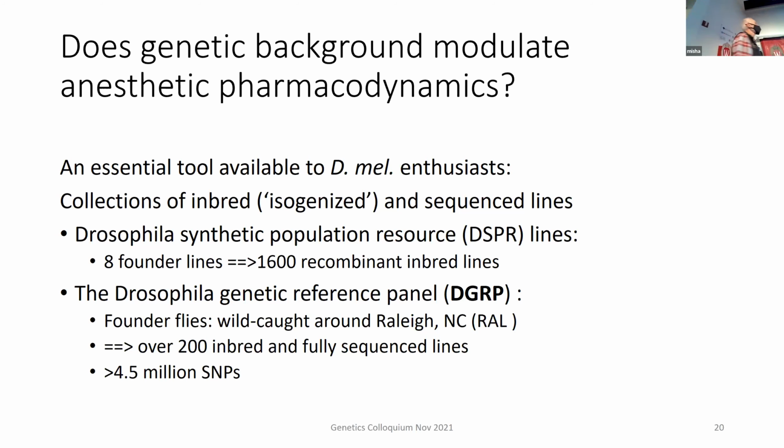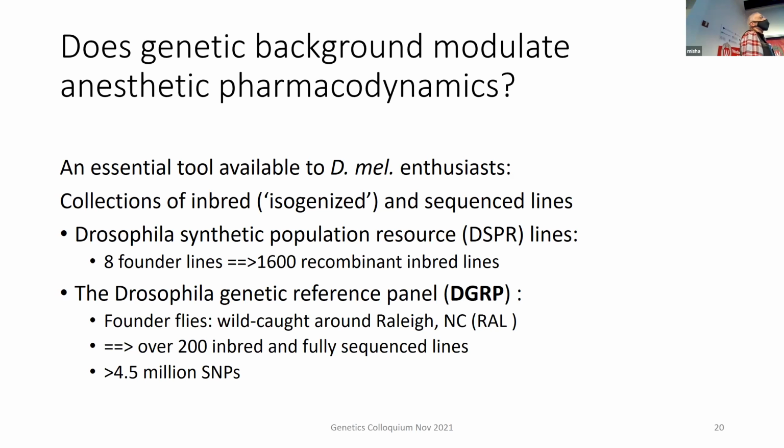So, and now the genetic background question, because we're getting really close to the meat of what flies can provide you. An essential tool that we have as Drosophila researchers is the collections of inbred fly lines. And there are two big collections. One is called the DSPR, 8 founder lines, 1,600 recombinant inbred fly lines. And the other one is the Drosophila Genetic Reference Panel. And this is the one that we're going to be showing you results from.